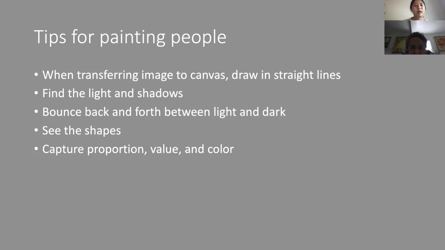When transferring the image to the canvas, draw in straight lines. Find the light and shadows. And when painting, you can go back and forth between light and dark. You can try to see the shapes in what you're painting. And then also try to capture the three aspects of proportion, value, and color.